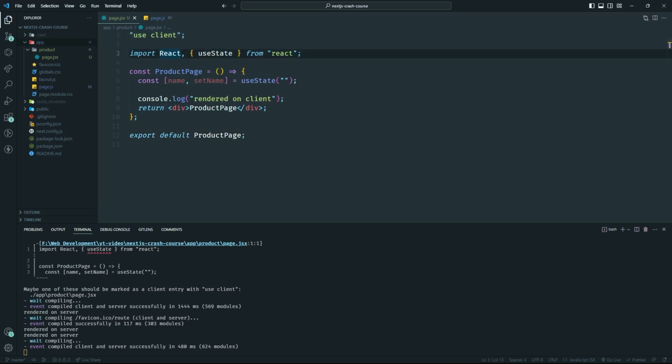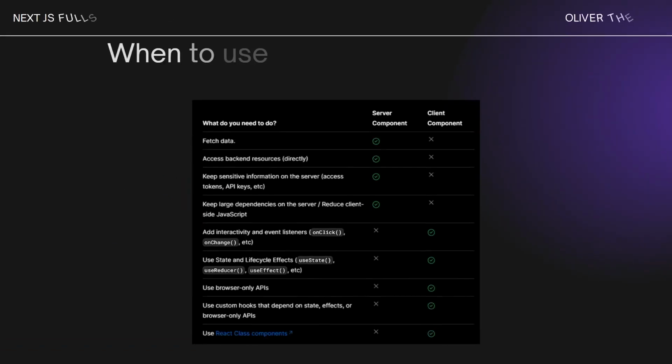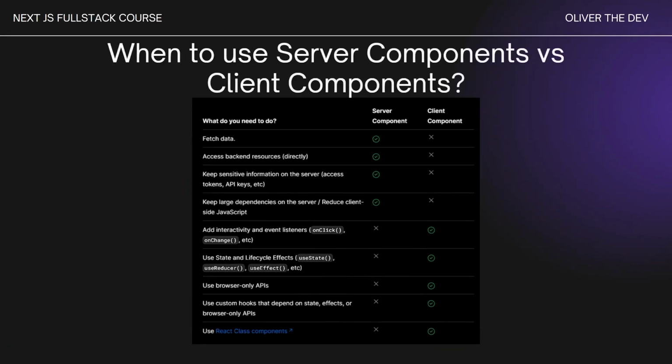Now, NextJS has some really cool rules, which I'm going to show you guys right now. Let's go back to the slides and show you when to use server component versus client component. Because if you are not sure, you're going to get errors like we ran into. When you're fetching data, accessing backend resources, keeping sensitive API keys or tokens, or using large dependencies on the server, you want to use a server component.